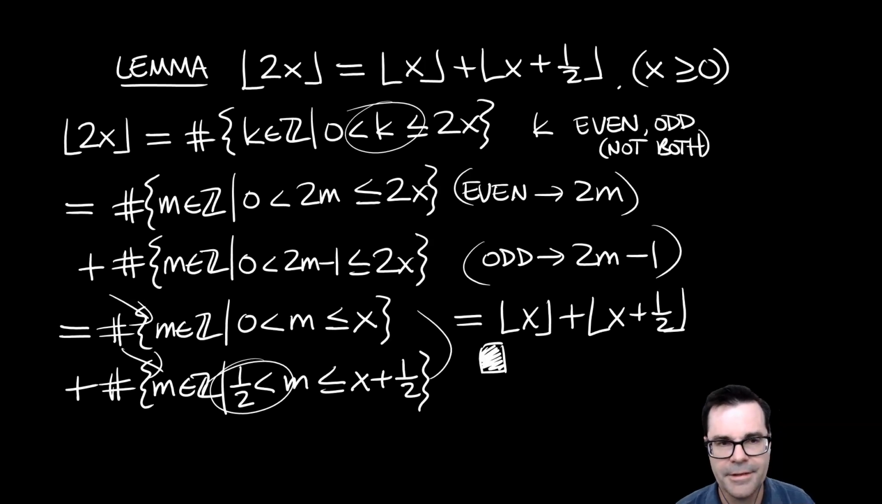Now, this is actually a particular case of an important identity involving the floor function. So on the next chalkboard, I will write that down, and that's going to be a homework problem for you. So this is your first homework problem, is to prove this identity.